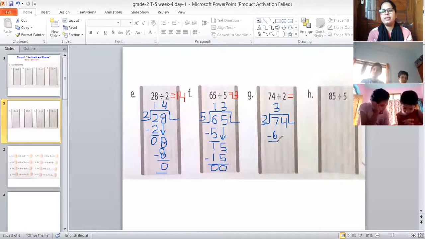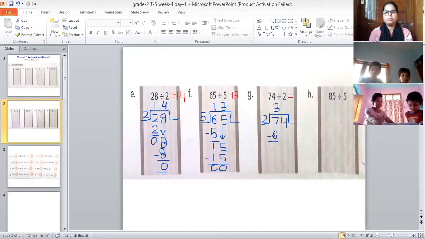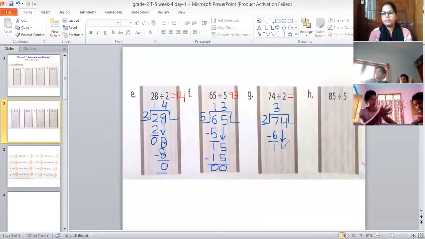Yes, Azlan, 7 minus 6, how much? 1. Very good. And what we will do now, we will copy this 4 also beside this 1. Now what will be the number, Azlan? 14. Now tell me in 2 table when we will get 14. 2 sevens are 14. Very good. So we'll be writing this 7 up.